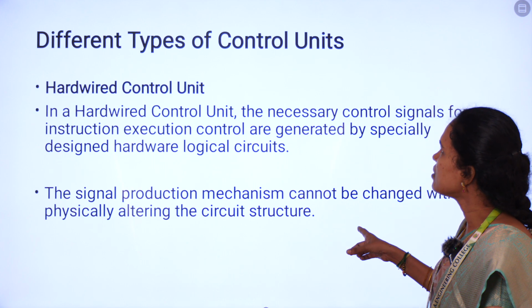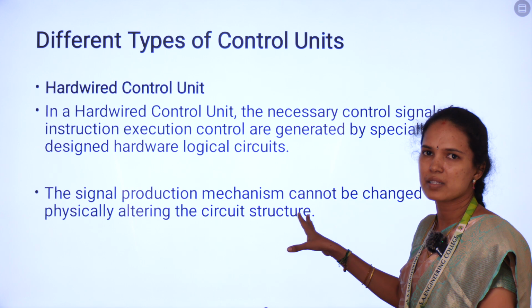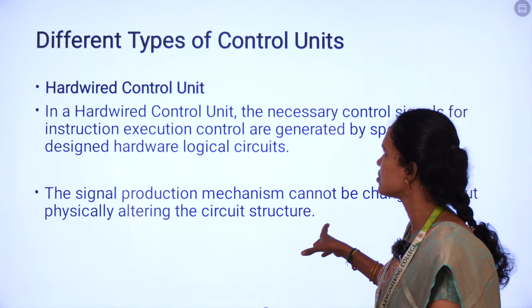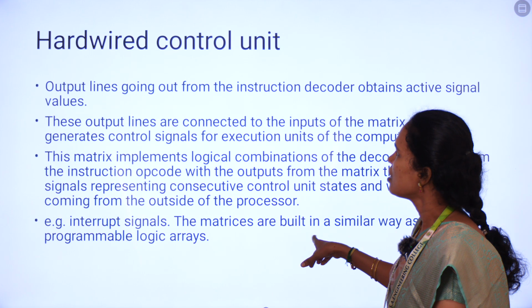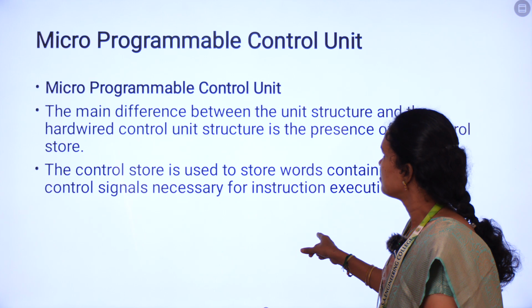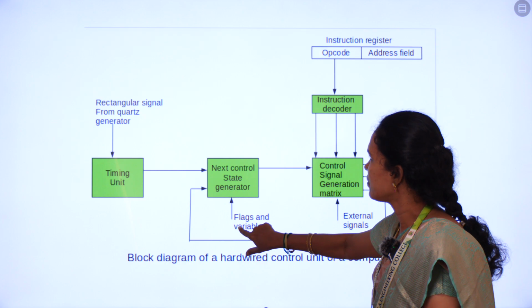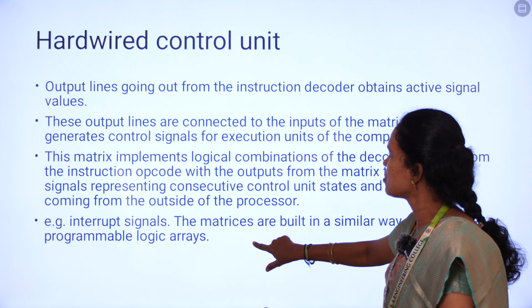So these are different types of control units. These are the basic types, so various types are there. One is a hardware control unit and another one is a micro-programmable control unit. I'll explain you one by one. So this is a hardware control unit.